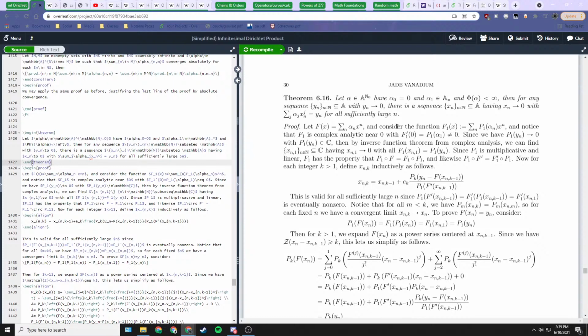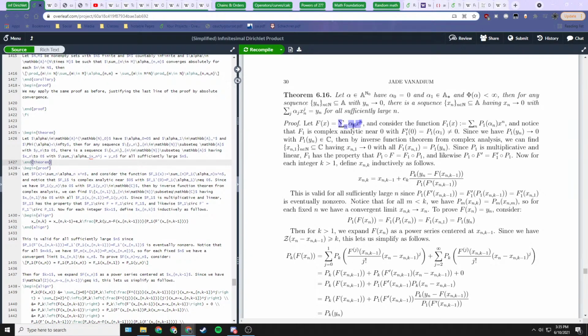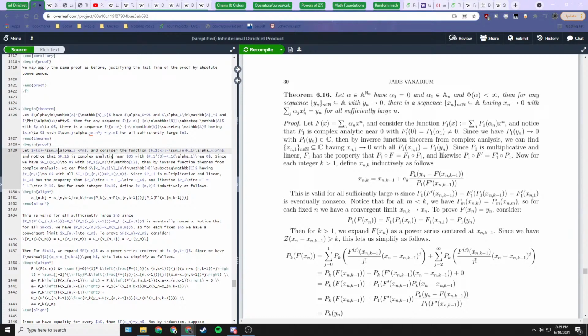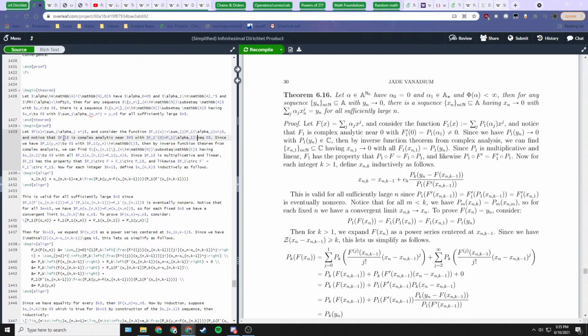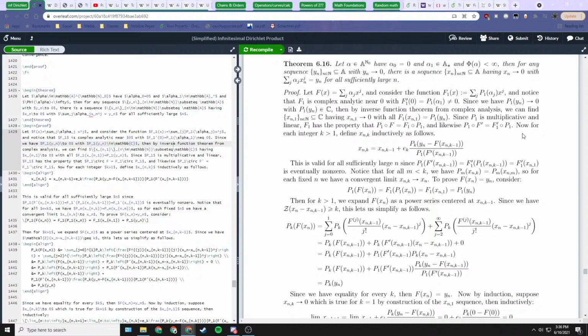So the proof for that is, we'll say let f be this power series, and instead of n we'll do j, just to keep it consistent. And then consider this function f sub 1, which is just p1 alpha. f1 is complex analytic with its derivative non-zero, and then since we have p1 yn going to 0 as complex numbers, by an inverse function theorem from complex analysis, we have this sequence xn1 tending to 0 with all f1 xn1 equaling p1 of yn. So we just say since this sequence of complex numbers tends to 0 and this f1 is complex analytic with a non-zero derivative, then we just apply the inverse function to these yns to get this new sequence which tends to 0.